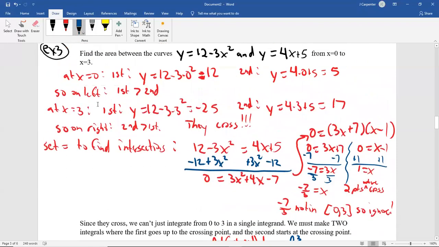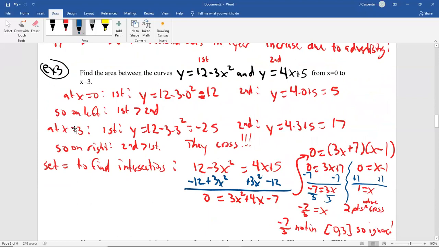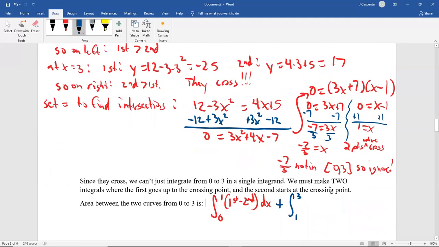Now, when they crossed, they switched. See, when they switched up from 1 until 3, now the second one is higher than the first one, so we got to swap that order. We're going to do the second minus the first over dx or dt or whatever the variable would be.